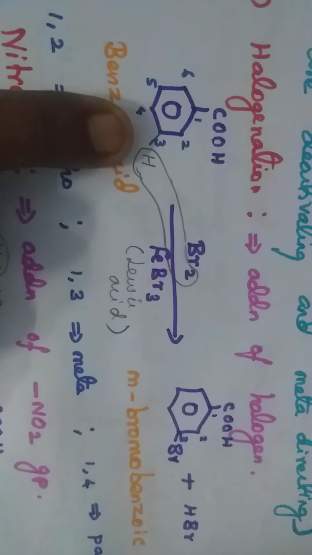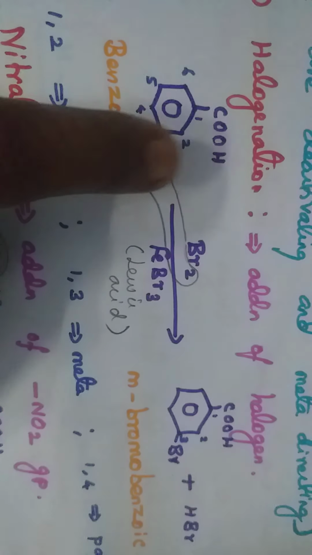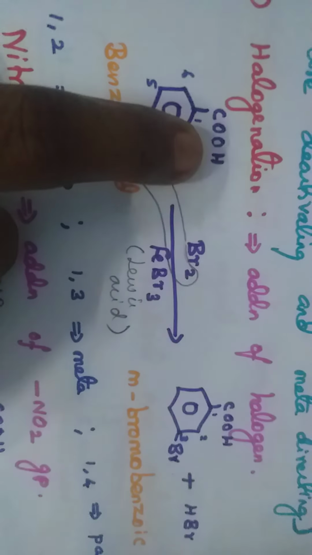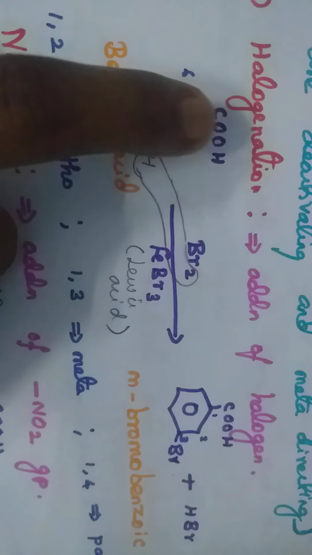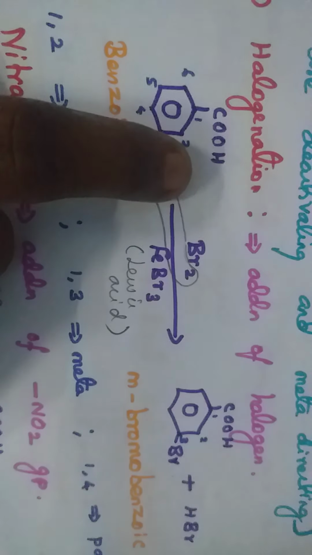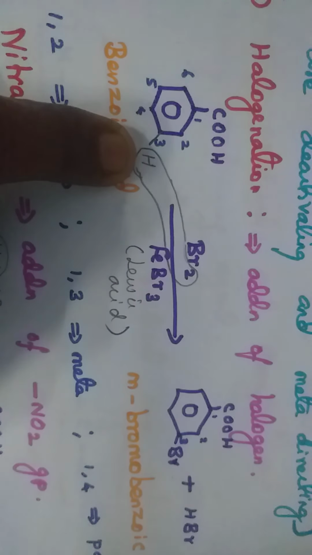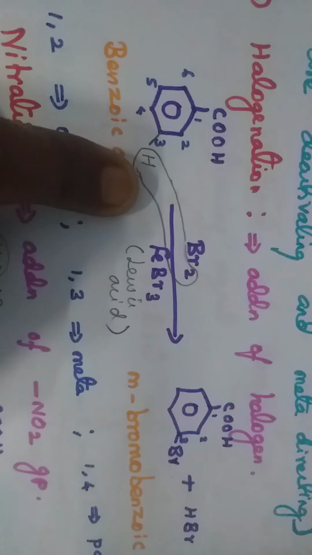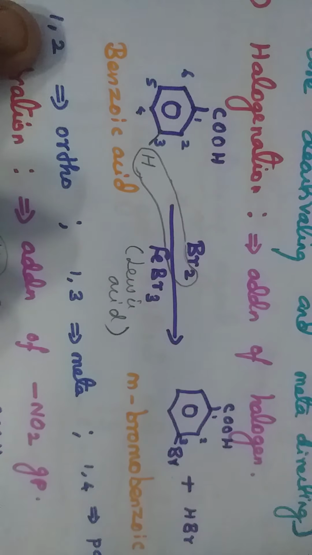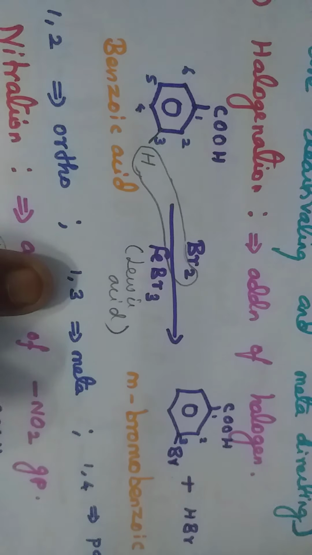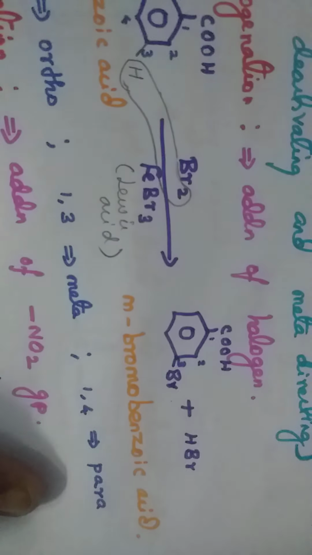So this is carboxylic acid. The substituent here is a COOH group, our functional group. This carbon is the first carbon, then 2, 3, 4, 5, 6. All these corners have one hydrogen. Since it is meta-directing, what is meta? The 1,2 position is ortho, 1,3 is meta and 1,4 is para.